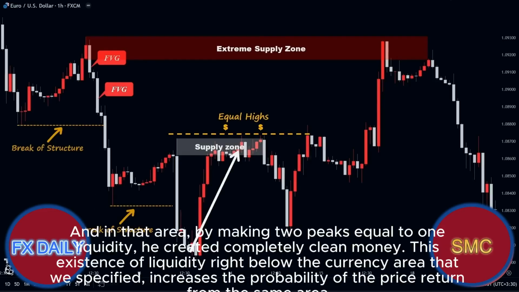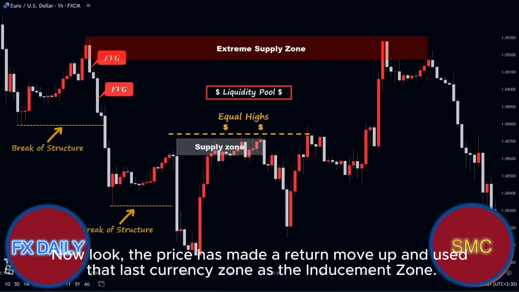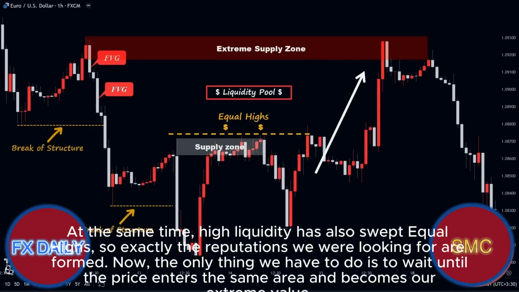And in that area, by making two equal highs, it created clean liquidity. This existence of liquidity right below the supply area that we specified increases the probability of the price returning from the same area. Now look, the price has made a return move up and used that last supply zone as the inducement zone. At the same time, it has also swept the equal highs liquidity, so exactly the confirmations we were looking for are formed.